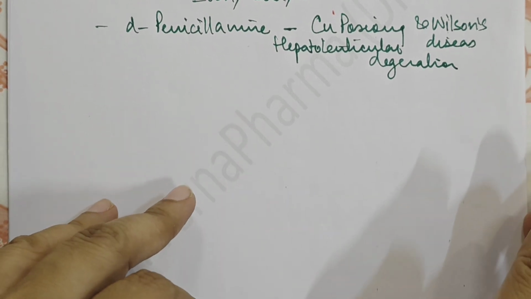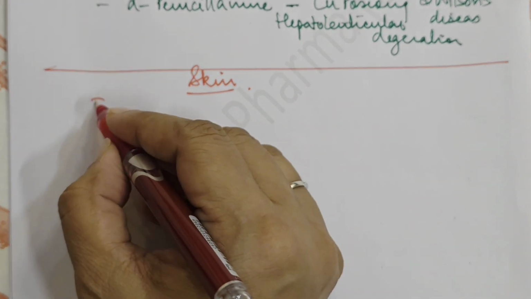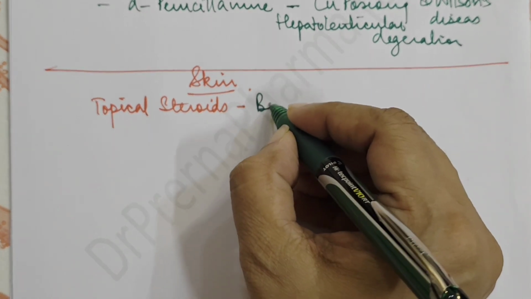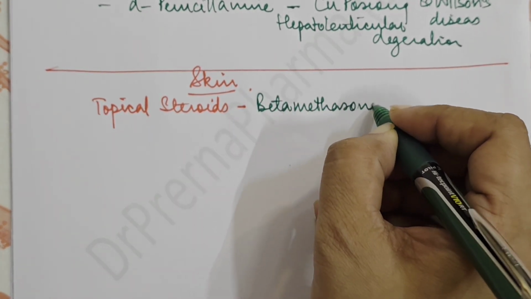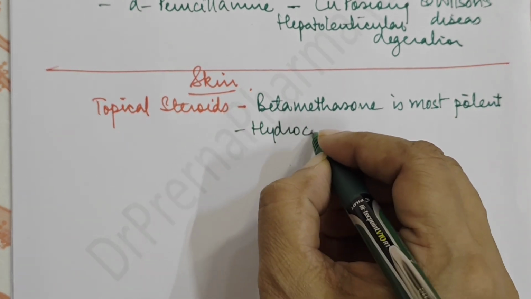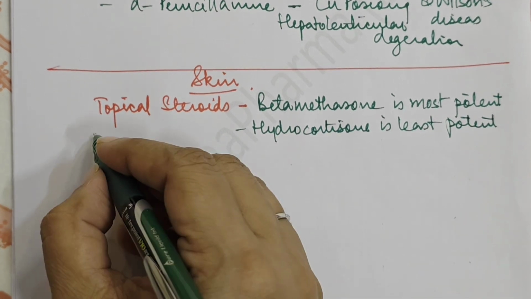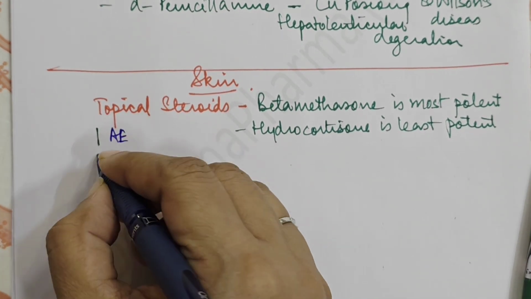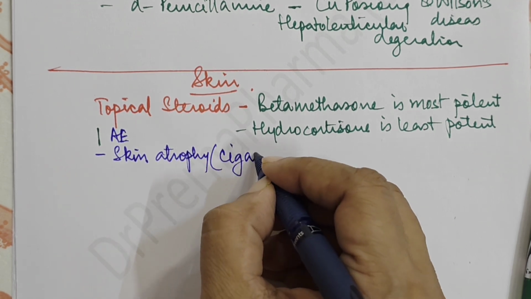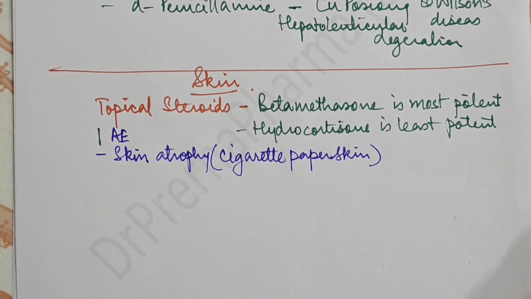Now let's talk about drugs acting on skin. On skin, the first we use are topical steroids. In topical steroids, betamethasone is most potent and hydrocortisone is least potent. Okay, you have to remember this. Steroids have adverse effects. They cause skin atrophy, which is in fact like cigarette paper skin. Then some stria, telangiectasia, purpura, these are the side effects.